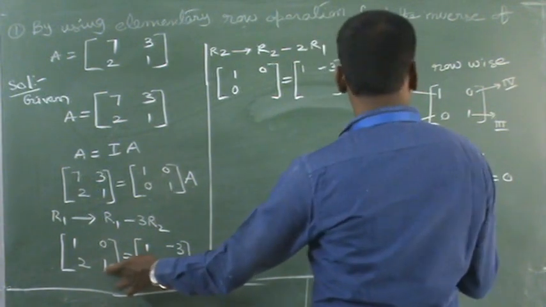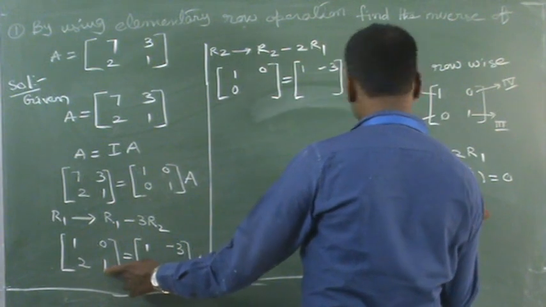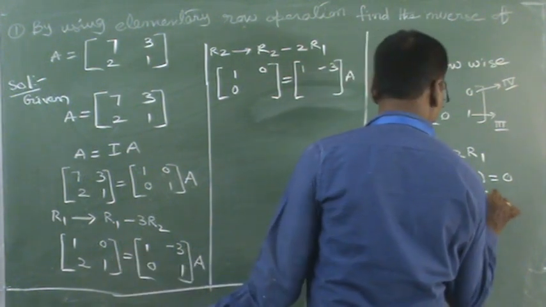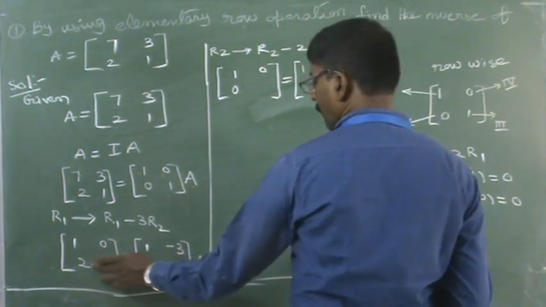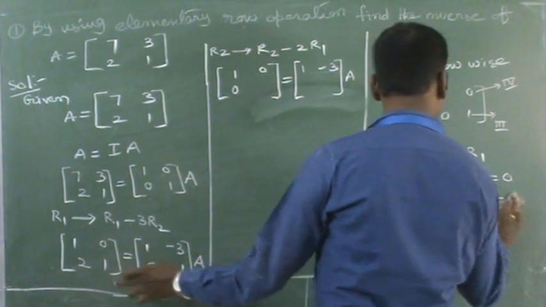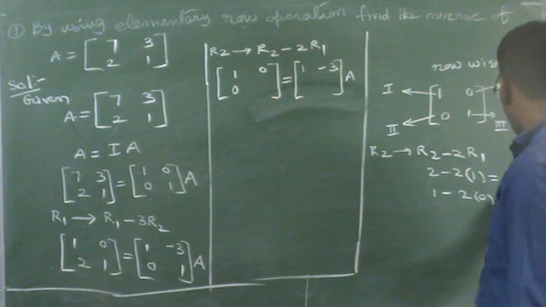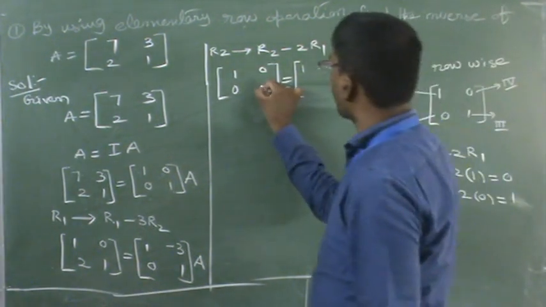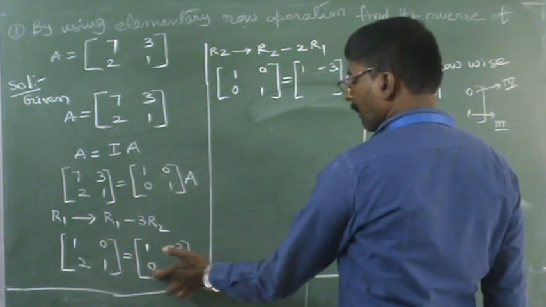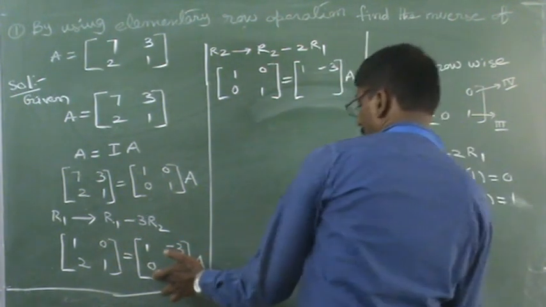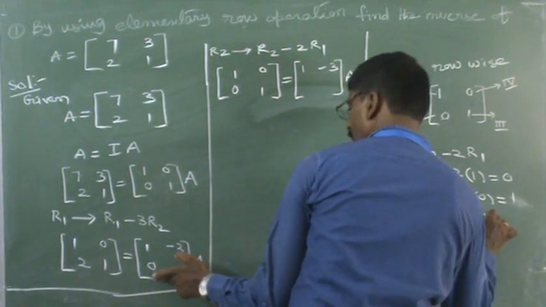Next, 1 minus 2 into 0. What will the answer be? 1 minus 2 into 0 is 1. The answer comes as 1. Same applies here. Then what will the answer be here? 0 minus 2 into 1.